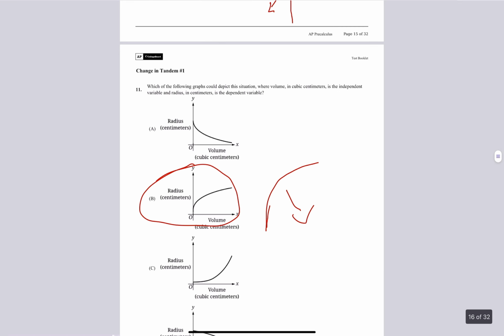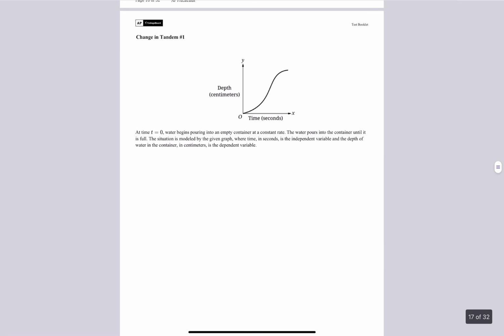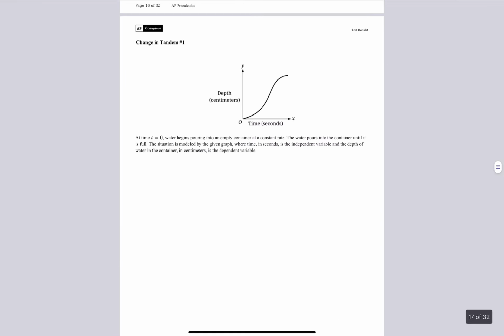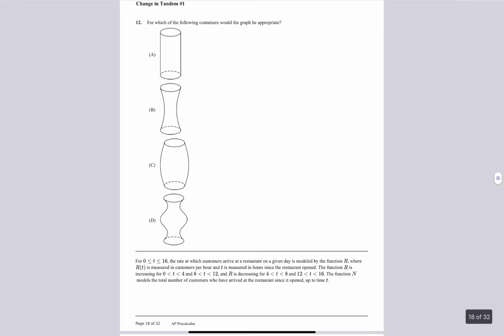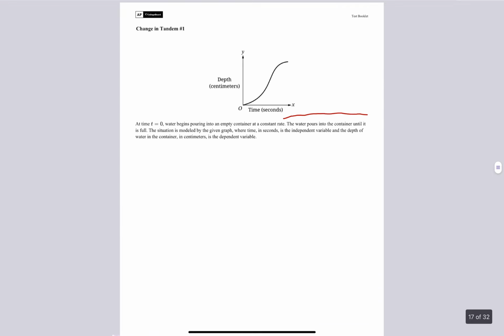Let us move on to number 12. At time t equals 0, water begins pouring into an empty container at a constant rate. The water pours into the container until it is full. This situation is modeled by the given graph, where time in seconds is the independent variable and the depth of water in the container in centimeters is the dependent variable. For which of the following containers would the graph be appropriate?